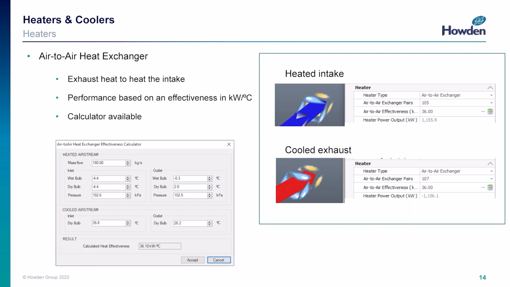Which basically, if you have an example of an air-to-air heat exchanger and you know your temperatures going in and out of the heated airstream and the cool airstream, then you can use this calculator to calculate an overall heat effectiveness of the heater. Okay, so basically you pair these up, work out your effectiveness, and then it's going to heat your intake with the reject heat from that exhaust.